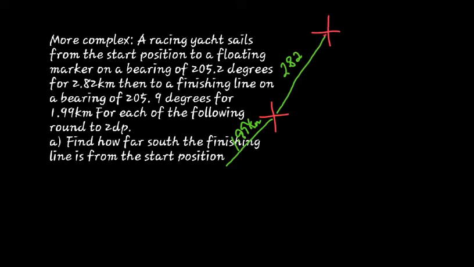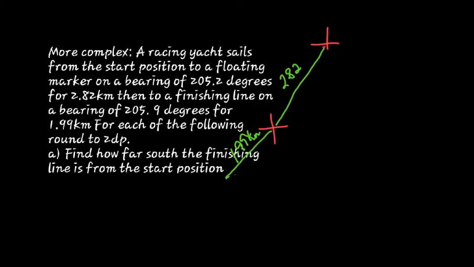Okay, find how far south of the finishing line from the starting position. So here's our big. Can we do it like that? I don't think we can. Let's rub that out. Because we need to do 2 triangles because they're on different bearings. So we need to stick in a triangle here. A triangle here. And then we need to stick in our triangle here as well.